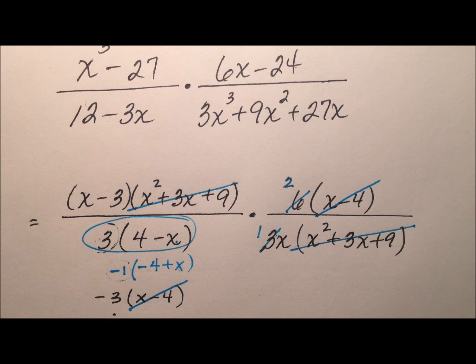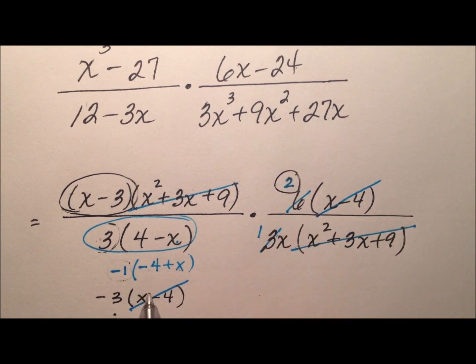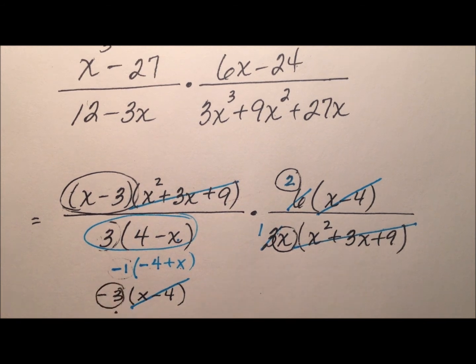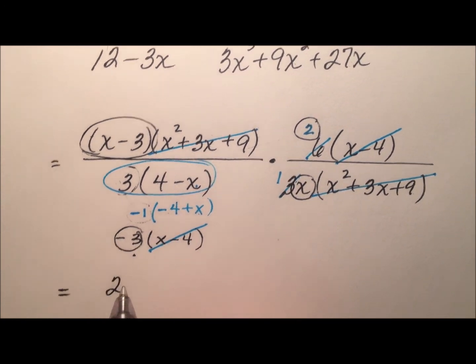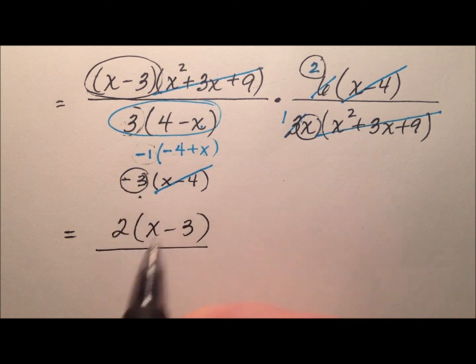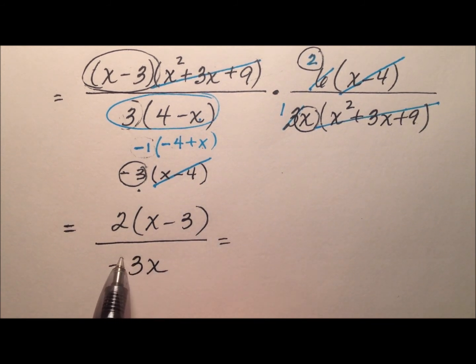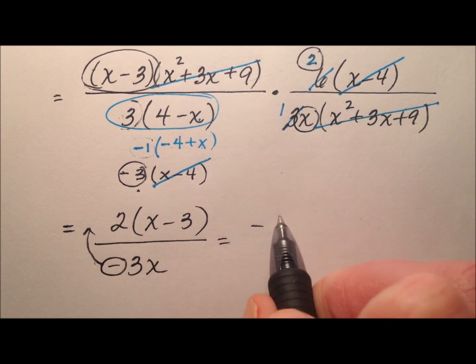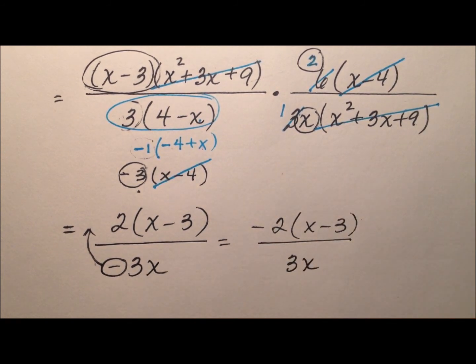So what am I left with? Well, it looks like I have this x minus 3 on top with a 2. And on the bottom, it looks like I have an x right there and a negative 3. So let's see what that looks like all together. So I'll put that 2 out front and an x minus 3. And on the bottom, it looks like I had a negative 3 with an x. Okay, so I don't like to keep my negatives in the denominator. I either want them out front or on top. So let's put it on top. So negative 2 with an x minus 3 all over 3x.